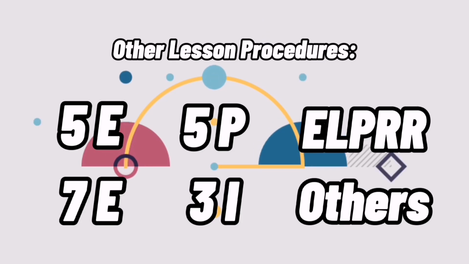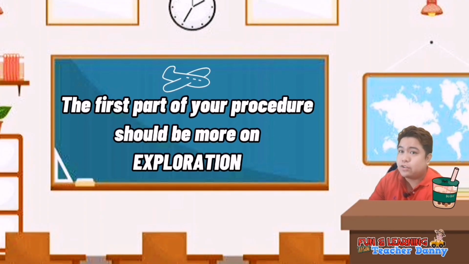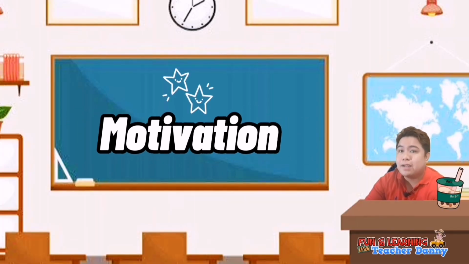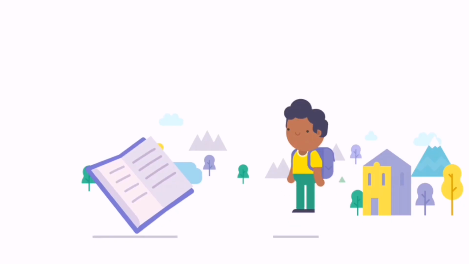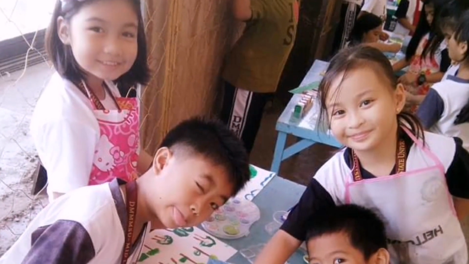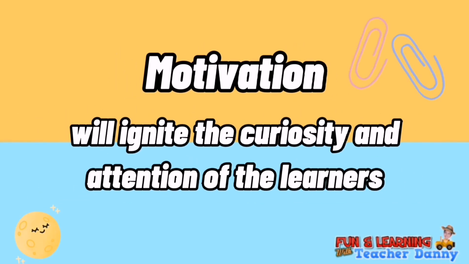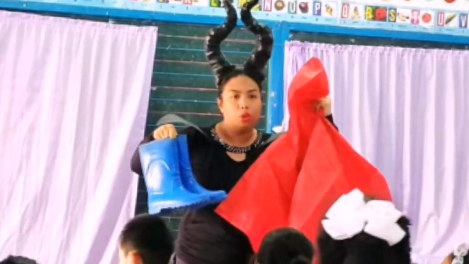Now, to highlight the event in each part, remember that the first part of your teaching procedure should be more on exploration. In this explore phase, you will introduce the objectives of the lesson and discuss the key concepts which your students should know, but this must come in a very creative process. This portion of your lesson procedure may entail an icebreaker activity to get students thinking about new concepts. But you have to remember that your motivation or your springboard will ignite the curiosity and attention of your learners. That's why you have to integrate relevant things which would really catch their attention.